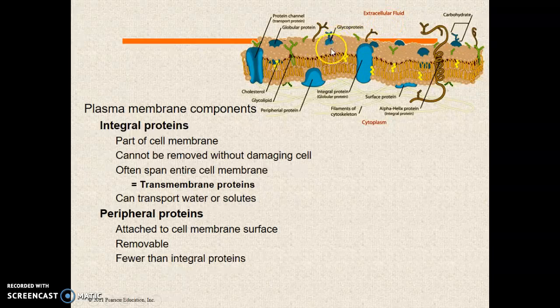Some of the proteins are embedded in this; all these structures here are proteins. Some of them are part of the membrane. This integral protein is part of the membrane. If you took it out, you would just damage the membrane. Some of them span the membrane. Some of them are just on one side of the membrane. So there are quite a variety of different kinds of proteins.